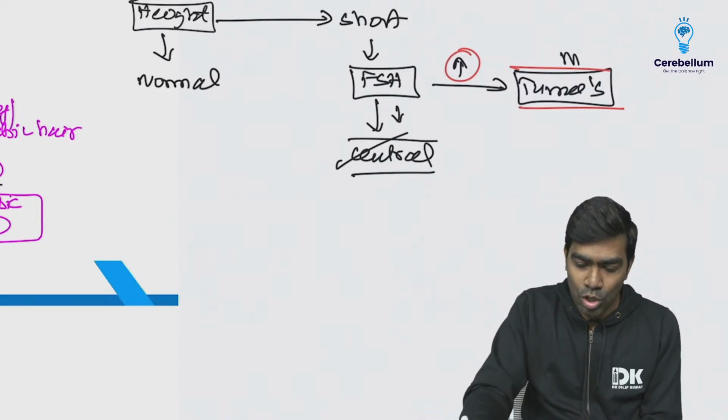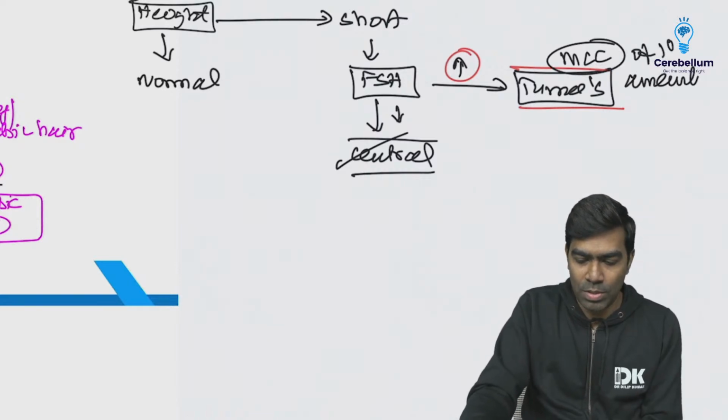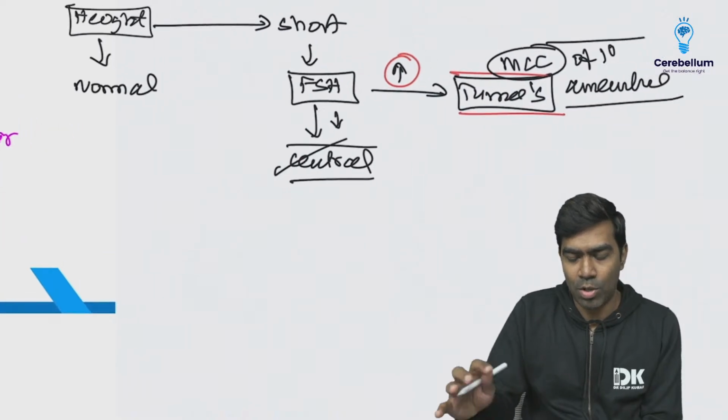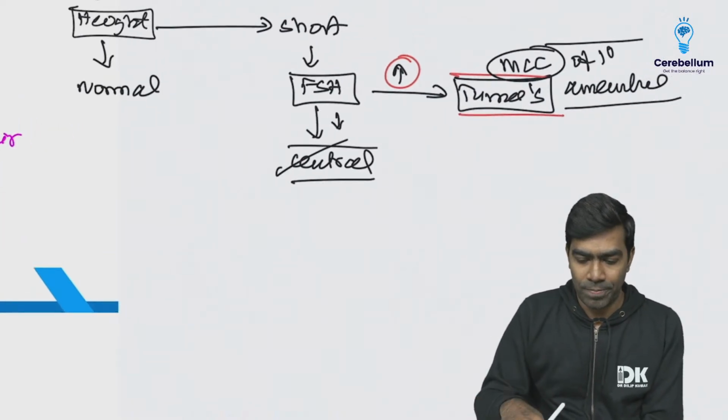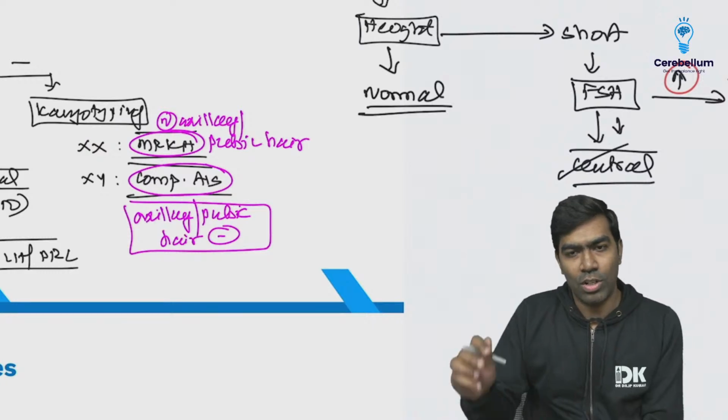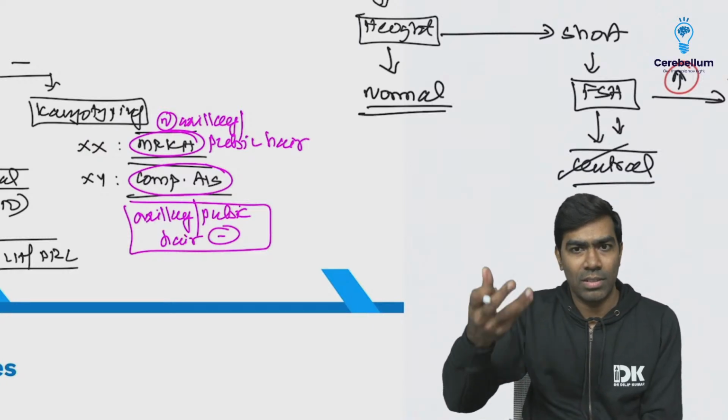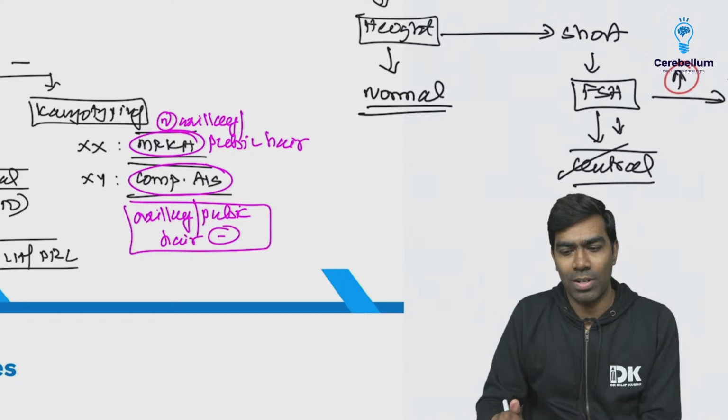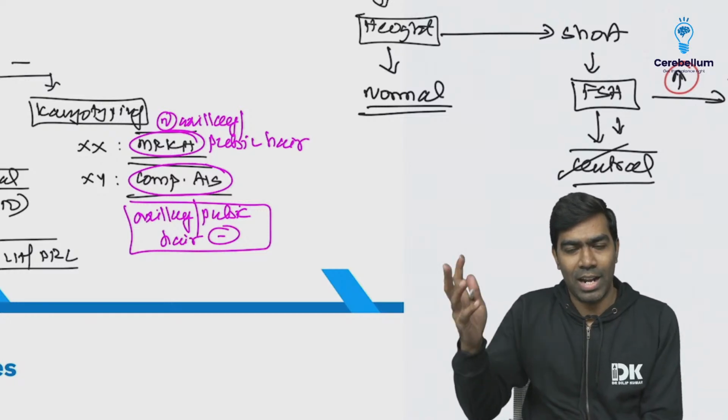Turner syndrome is the most common cause of primary amenorrhea in the world right now. The patient can be of normal height, but in Turner syndrome the most important feature is short stature. That's very important. What is the typical triad of Turner syndrome?